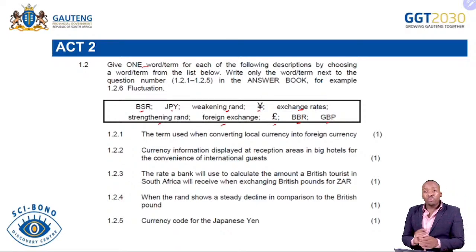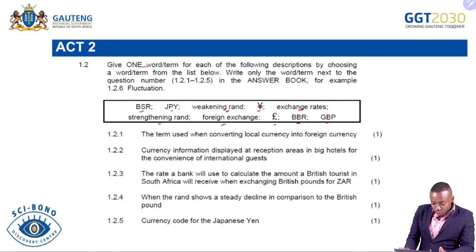So 1.2.1, give us the term used when converting local currency into foreign currency. What is that term? You need to know it. We call it what? Foreign exchange. Yes. The term used when converting local currency into, I spoke about that. Currency information displayed at the reception area in big hotels for the convenience. What do we call that? Exchange rates, right?